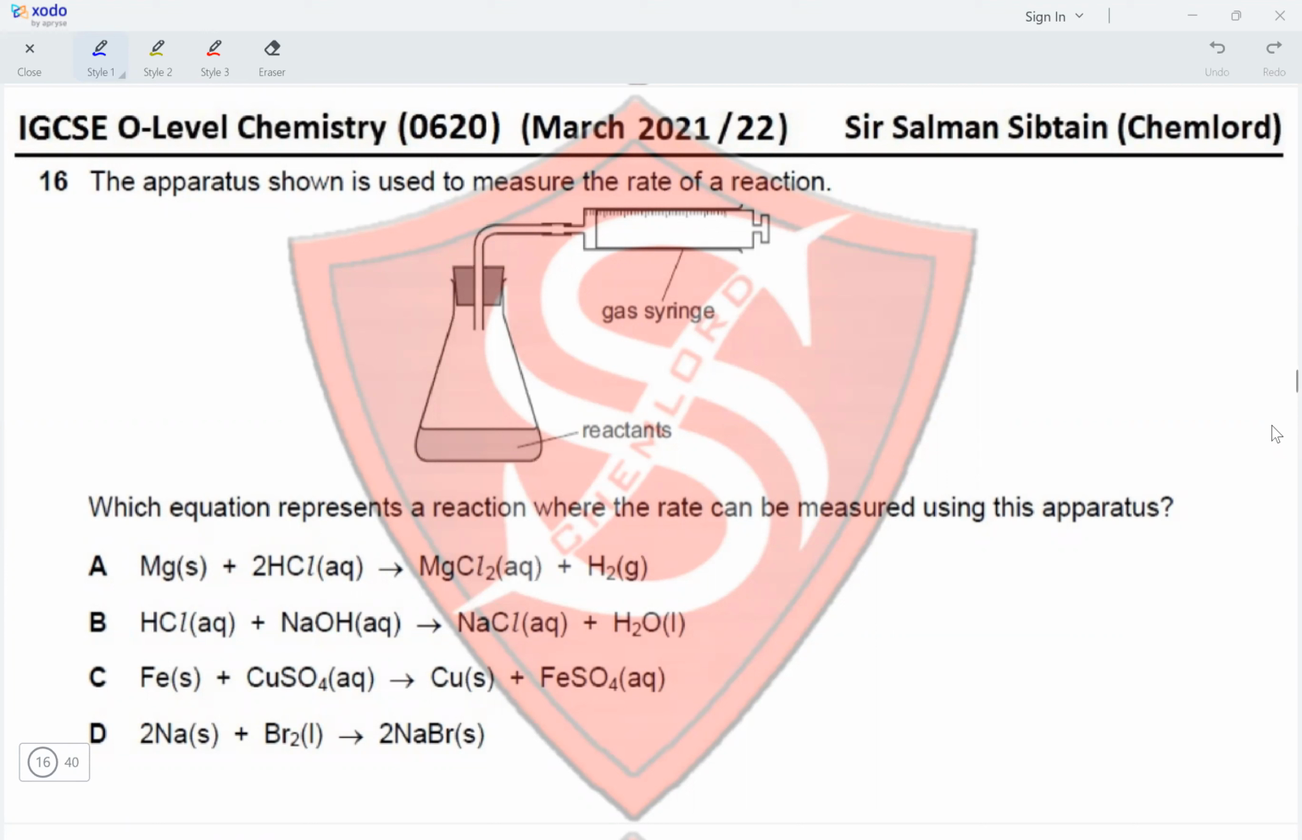So in A, we've got magnesium solid reacting with HCl aqueous producing MgCl2 aqueous and hydrogen gas. So we have formation of hydrogen gas. So gas will be collected in this apparatus.